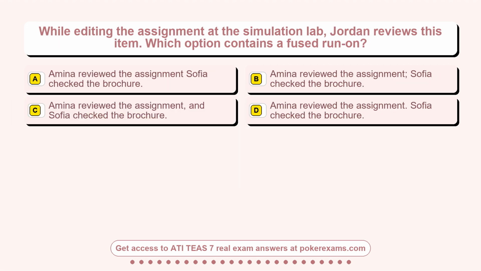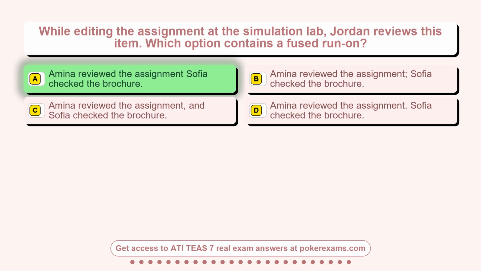Question 2. While editing the assignment at the simulation lab, Jordan reviews this item. Which option contains a fused run-on? Option A. Amina reviewed the assignment. Sophia checked the brochure. Option B. Amina reviewed the assignment. Sophia checked the brochure. Option C. Amina reviewed the assignment, and Sophia checked the brochure. Option D. Amina reviewed the assignment. Sophia checked the brochure. The correct answer is option A.